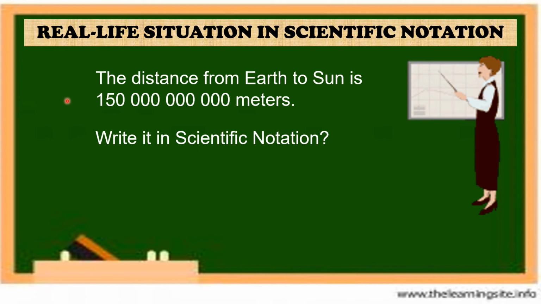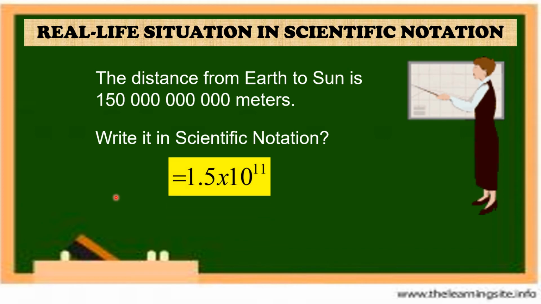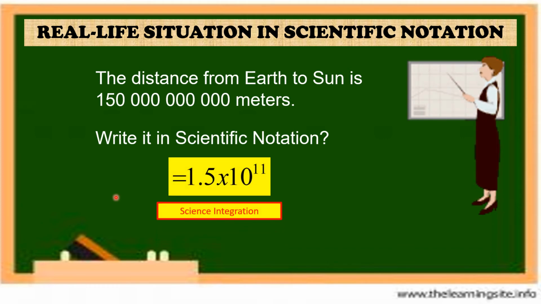Real-life situation in scientific notation. The distance from Earth to Sun is 150 billion meters. Write in scientific notation. That is 1.5 times 10 raised to the 11th power.